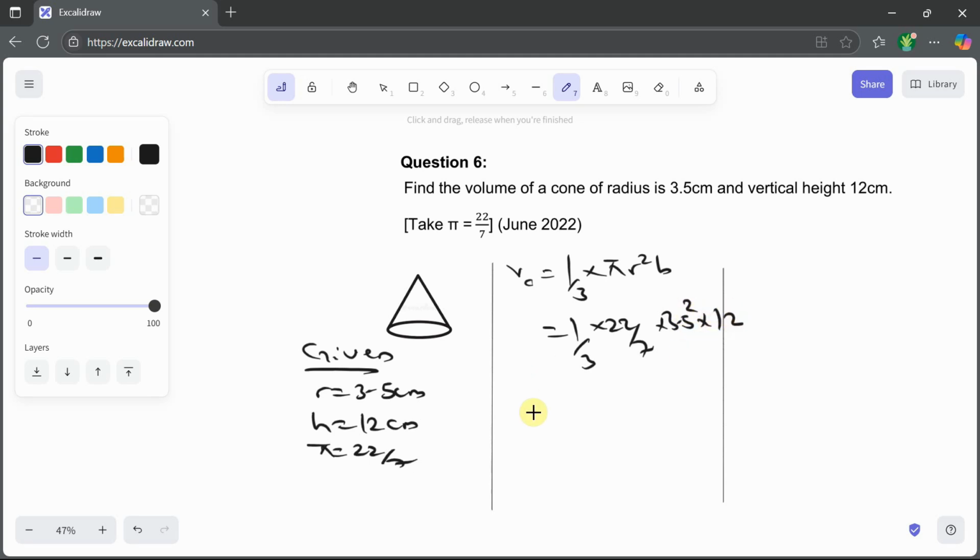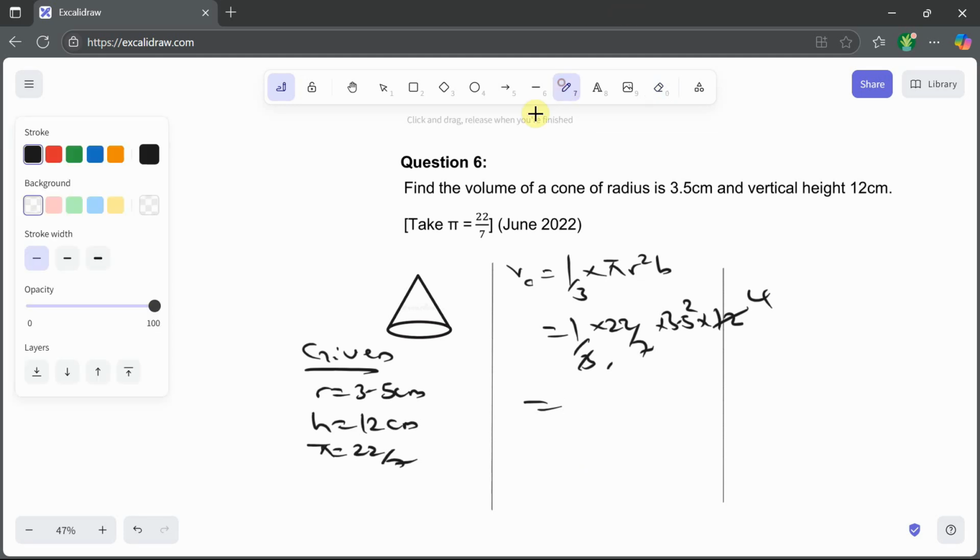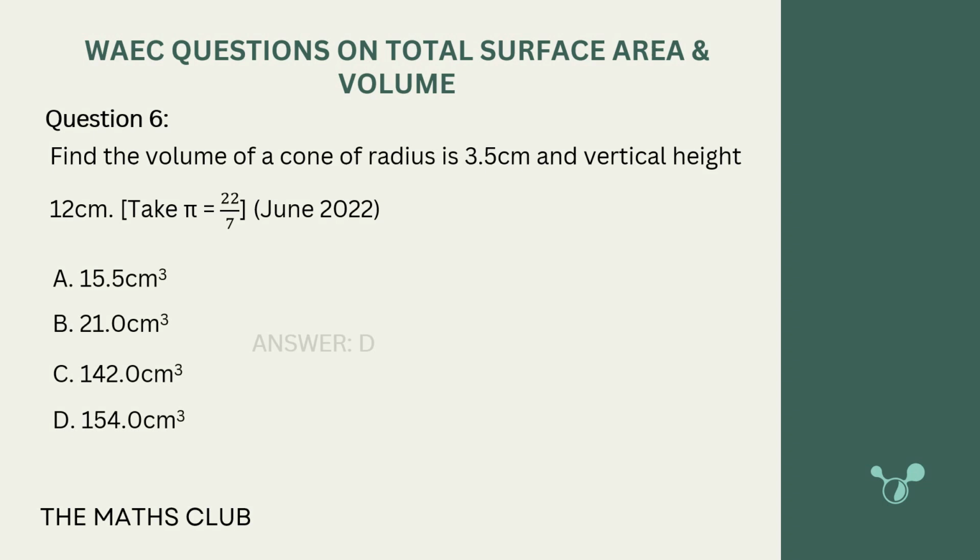Let's see, this is 1 over 3. Okay, 3 can go here. This is 4, so we need to carry over that 1 over 3 everywhere. So this is 22 over 7 times 3.5 all squared, which will give you 12.25, times 4. So times 22 times 4 divided by 7, this gives me 154 centimeter cube. That will be option D. Great.